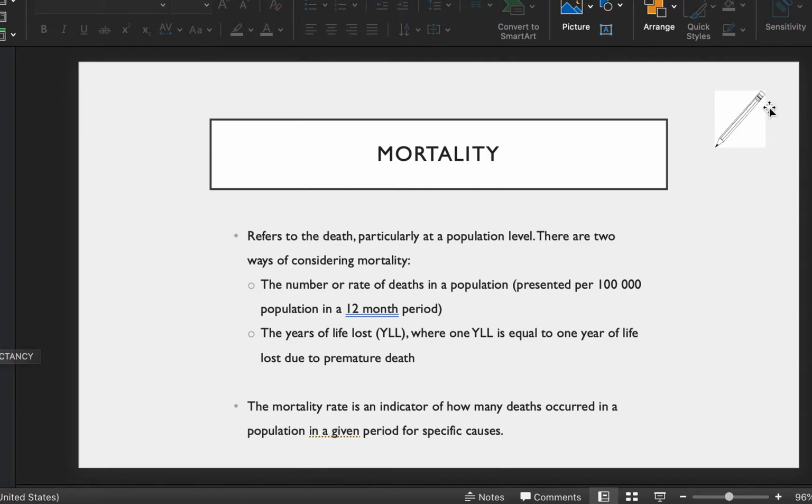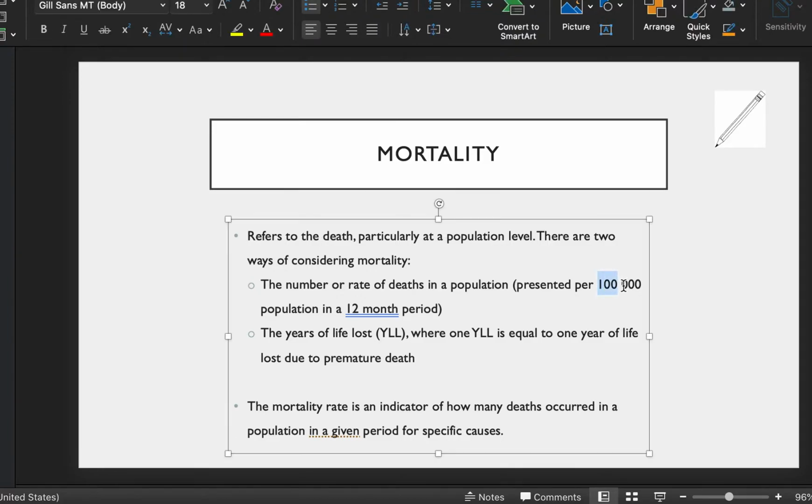And I'd like you to remember this pencil icon here is to take some notes right now. So, mortality is actually talking about death. It's talking about death at a whole population level, and it is talking about death in terms of how many people die per 100,000 in a 12-month period.